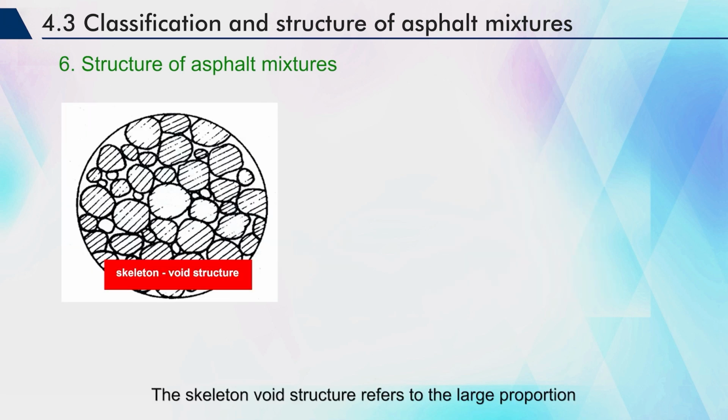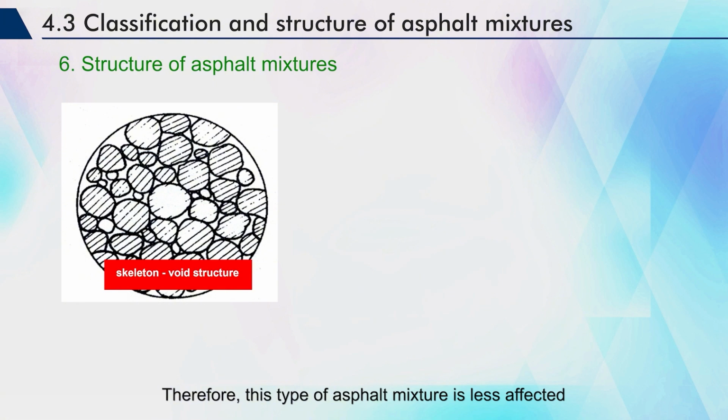The skeleton void structure refers to the large proportion of coarse aggregates in a mineral material with little or no fine aggregates. Coarse aggregates can interlock with each other to form a skeleton with strong embedding and squeezing ability. However, having too little fine aggregate makes it difficult to fill the large voids formed between coarse aggregates. This structure has a higher internal friction angle, but also a lower cohesion.